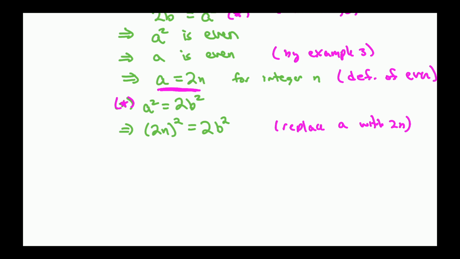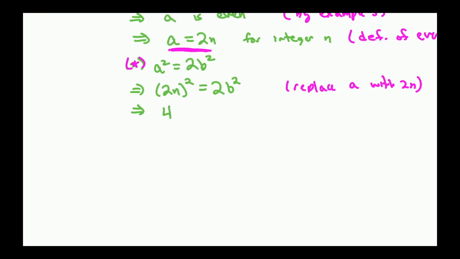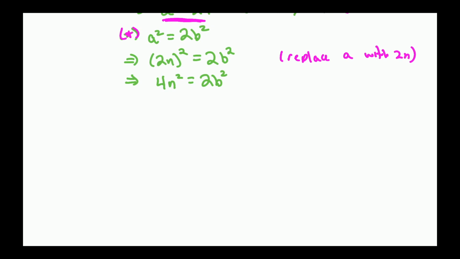Well, let's just actually multiply out that left side. So we multiply out the left side. It says 4n squared equals 2b squared. Let's divide both sides by 2. And I realize that you don't know where we're going, probably. But trust me, we're heading in the right direction. So divide both sides by 2. You get 2n squared equals b squared.